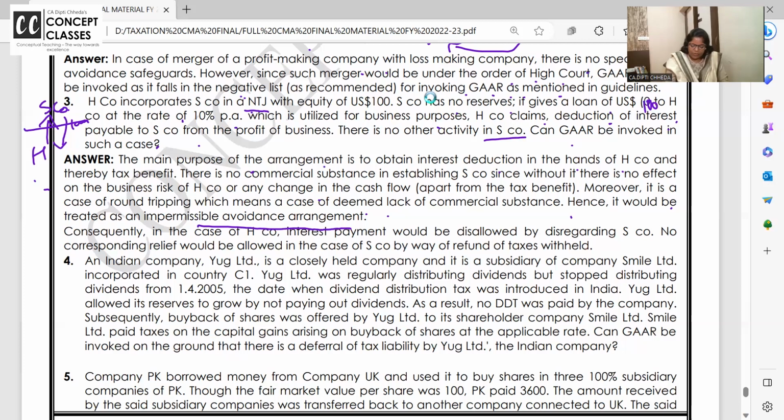Consequently, in case of holding company in India, interest payable would be disallowed. I mean, say it would be disallowed regarding ESCO. No corresponding relief would be allowed in case of ESCO by way of refund of taxes and all. वैसे ही कोई टैक्स नहीं है, फिर भी उनको कोई बेनिफिट नहीं मिलेगा. But in holding company, interest is not allowed, because this interest you have not paid to outsider, you have paid to yourself.